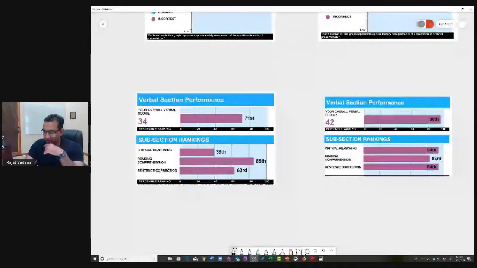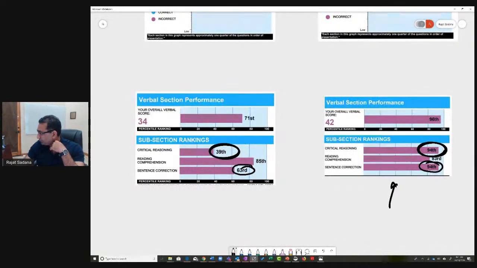I mean, no doubt, this guy. Yes, big improvement in CR from that 39th percentile to that 94th percentile. Really big improvement in SC as well. Okay. So, any guess as to how long this improvement took? And if you've clicked on the link, you probably know how long this improvement took. But how many hours did it take?